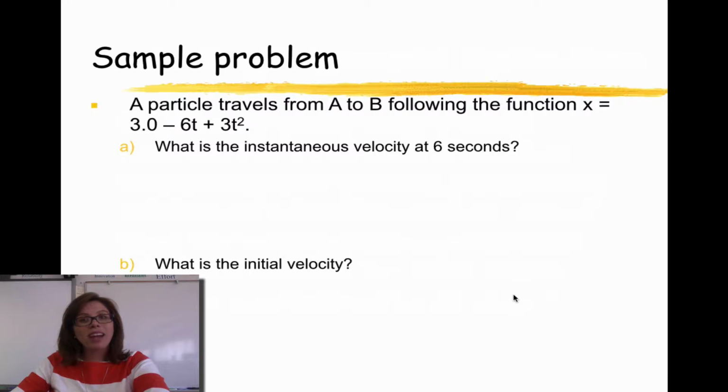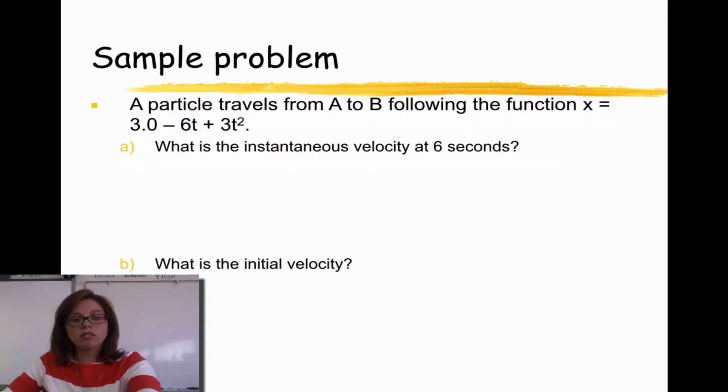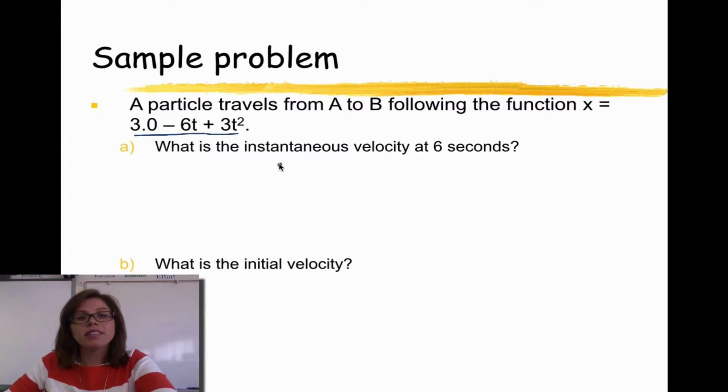Okay, so let's get some practice. We're given that the function x is equal to 3 minus 6t plus 3t squared. What is the instantaneous velocity at 6 seconds, and what is the initial velocity? Okay, so why don't you take time. Actually, I'll do this first one with you.